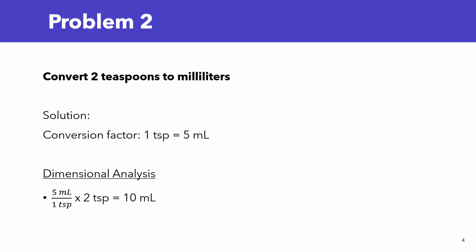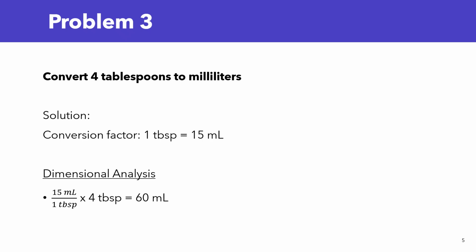Let's look at the next problem. Convert 2 teaspoons to milliliters. The conversion factor here, and you need to know these conversion factors, is 1 teaspoon equals 5 ml. Once you know that conversion factor, then you can easily set it up. You have 5 ml over 1 teaspoon times 2 teaspoons. So teaspoons cancel out. Then you have 5 times 2, and that's 10 ml. So 2 teaspoons is 10 ml.